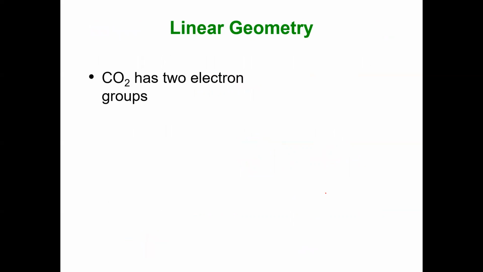So linear geometry. We've already drawn CO2 in the prior videos showing its Lewis dot structure. And when we look at its Lewis dot structure, the central atom of carbon has 2 groups attached to it. So the 2 electron groups are just the 2 atoms of oxygen.